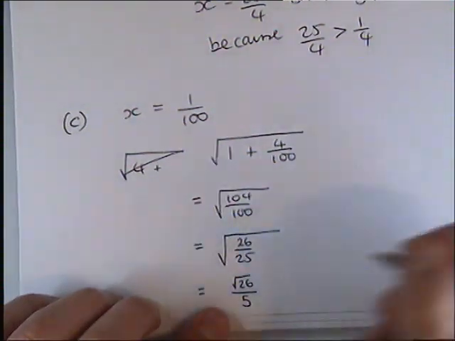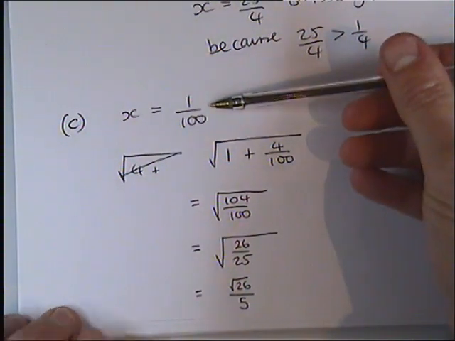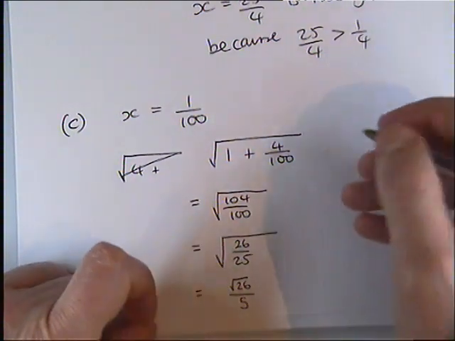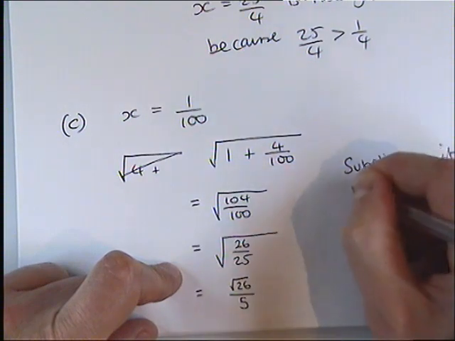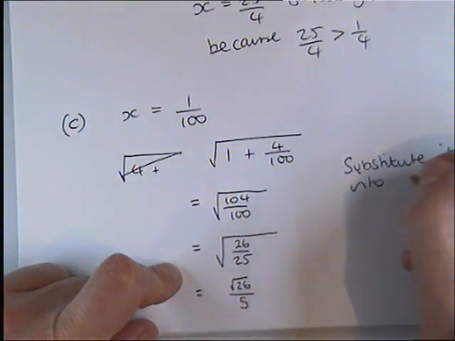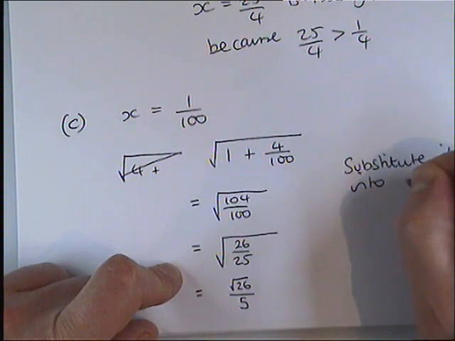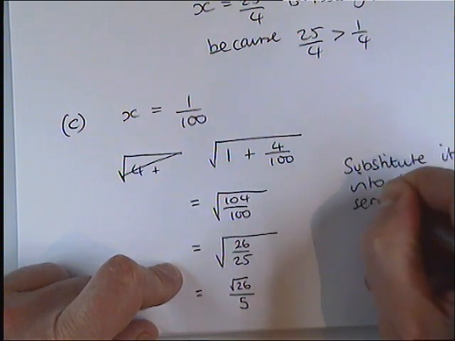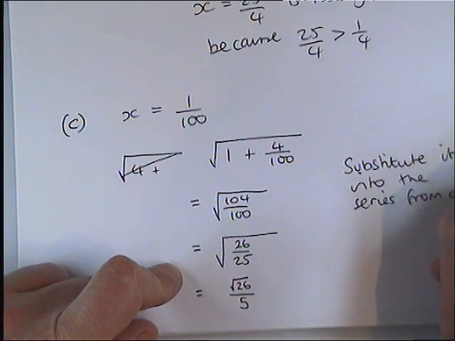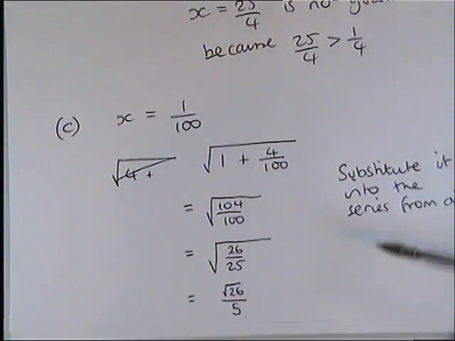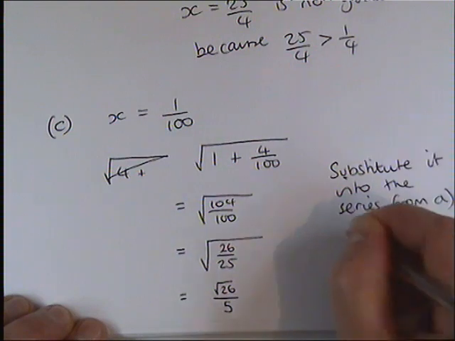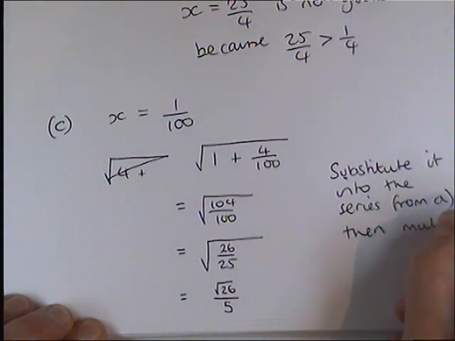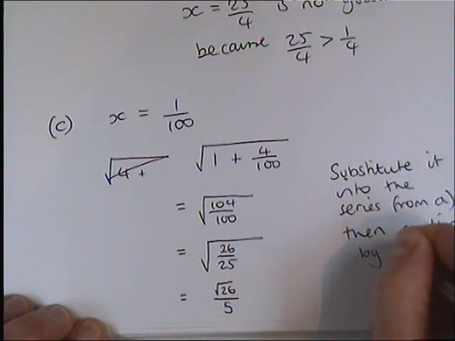So the answer to this question, how would I use x equals 1/100? Well, I would substitute it into the series found in part A. But because I'd be working out an approximation for root 26 over 5, you would have to then multiply by 5.